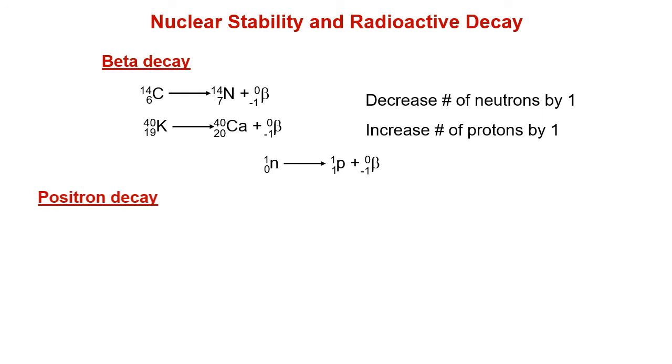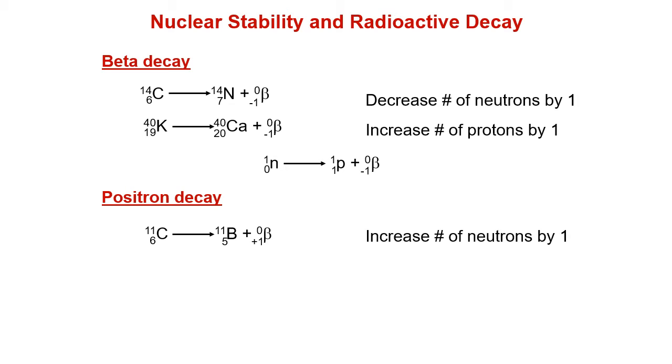So it's slightly different. Positron decay. When you have carbon-11 becoming boron-11 and releasing a positron. Increase the number of neutrons by 1, decreasing the number of protons by 1. In both cases, mass number is staying the same because you are removing either an electron or a positron with mass number of 0.